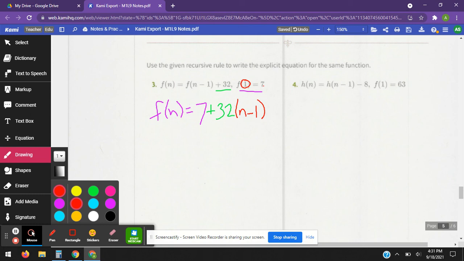And number 4. Let's see what number 4 is. Same idea. Let's go ahead and use our same colors. f of n equals, starting is 63. I'm going to take away 8 over and over, but I'm starting with the first term, so I need to have an n minus 1.